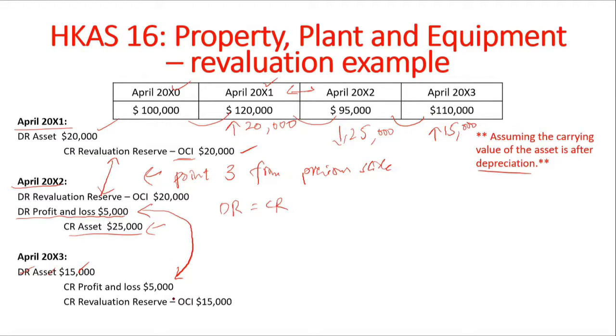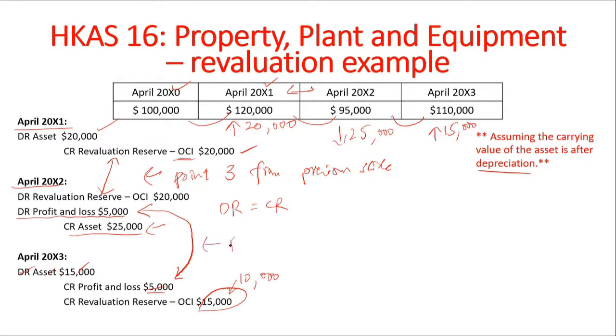We cannot charge, so this should be 10,000. There is a typo here. This should be 10,000 instead of 15,000. But here P&L should be 5,000. It cannot be 6,000 or 10,000 because the maximum loss recorded in P&L was 5,000.